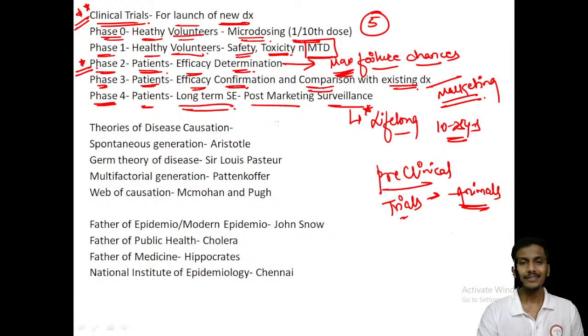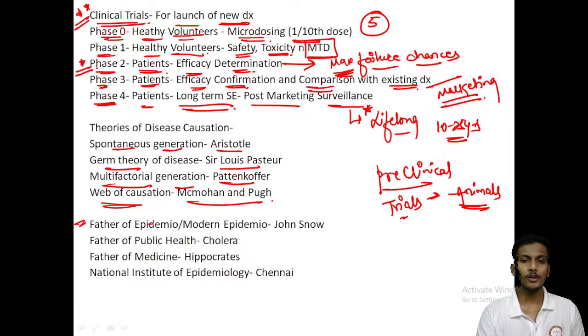We have already seen these different theories of disease causation. Spontaneous generation theory was given by Aristotle. Germ theory of disease was given by Louis Pasteur. Multifactorial causation theory was given by Pettenkofer, and web of causation theory was given by MacMahon and Pugh. We have already seen this.